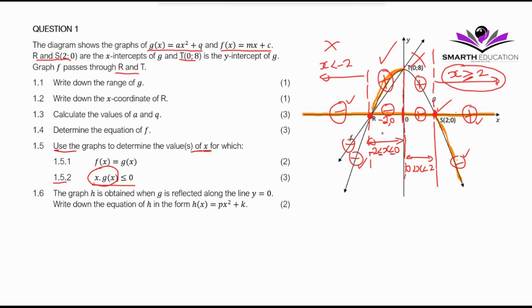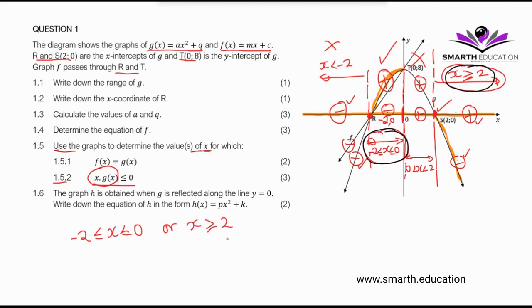And then also this interval here. This is the interval we want. Then this is also what we want, right? So we can say, therefore, x times g of x will be less than or equal to 0 when x is greater than or equal to -2, but less than or equal to 0, or when x is greater than or equal to 2. That's the answer there.